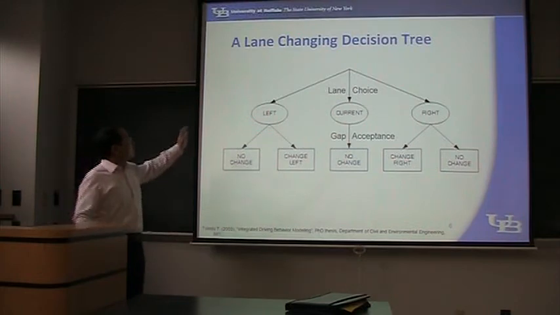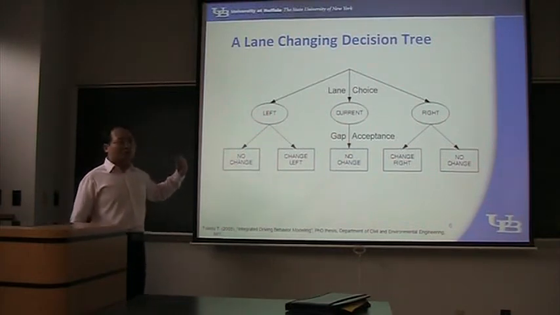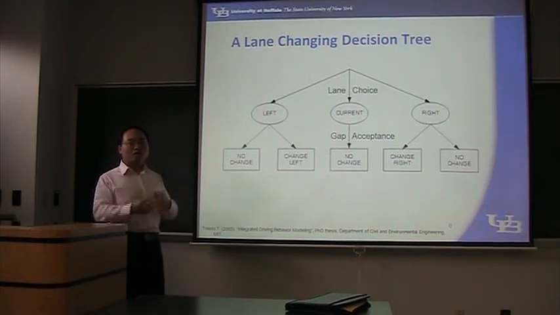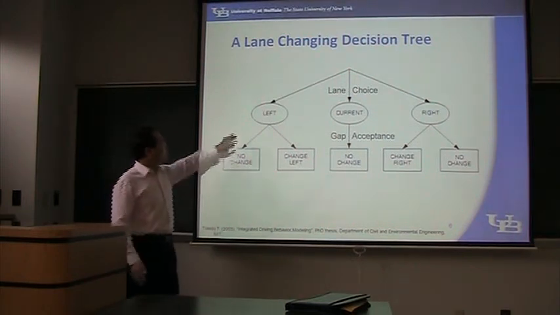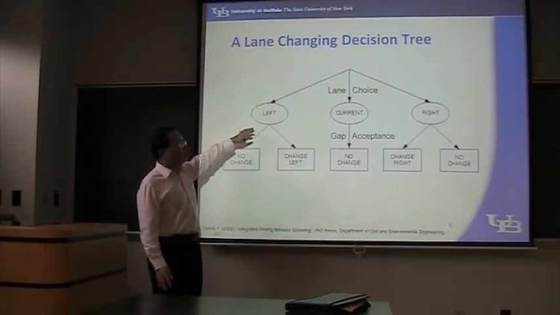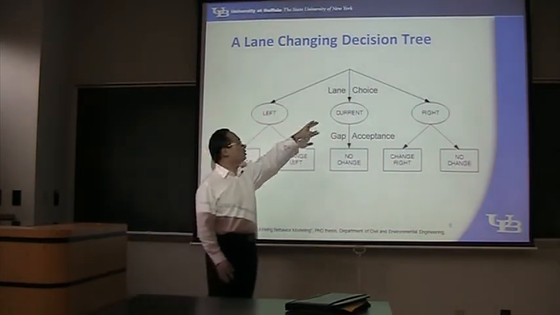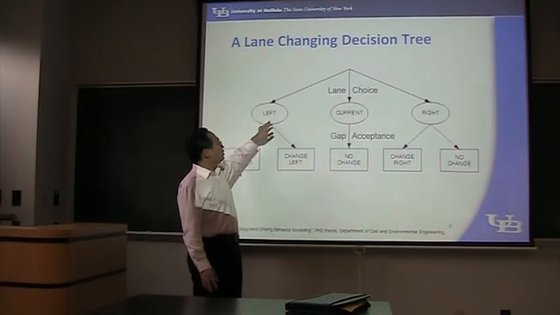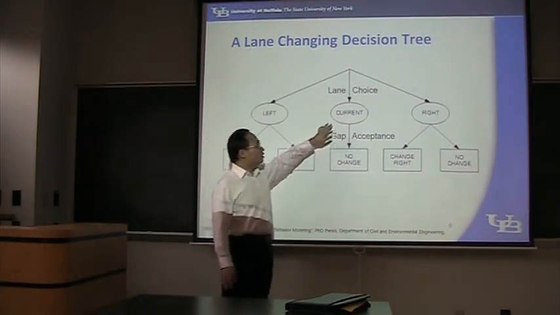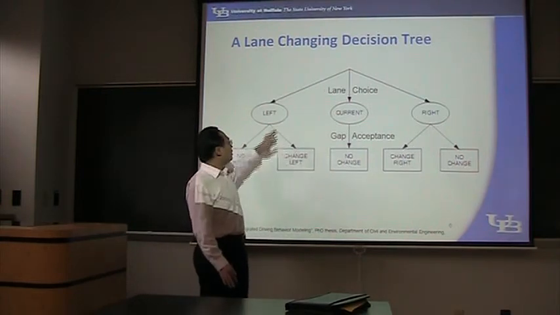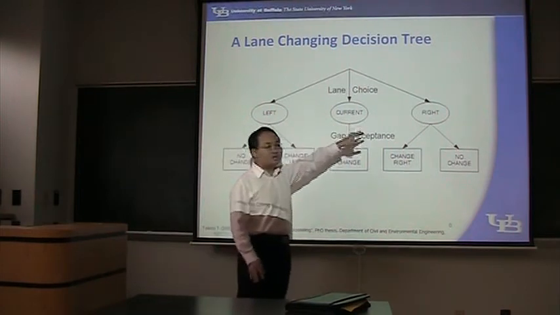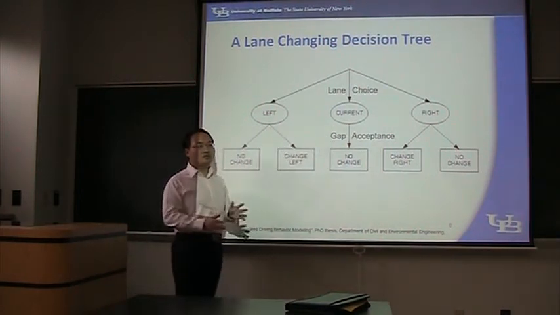If no, then let's talk about the decision tree. So if we consider the lane changing decision-making process, we can divide it into two levels. In the first level, we have a lane choice model. We want to choose the lane the vehicle wants to stay in. Do we want to keep in the current lane, or go to the left lane, or go to the right lane? So we compare these three options, then we have a choice.